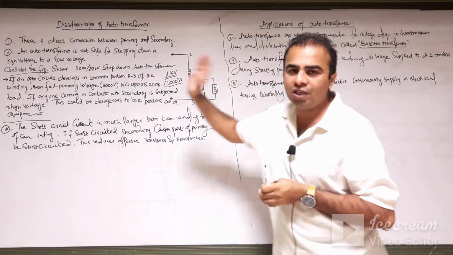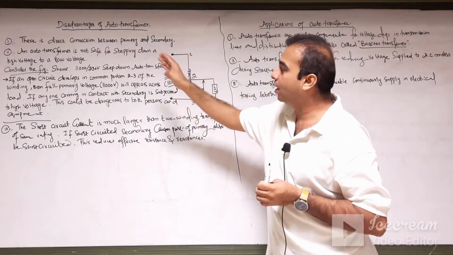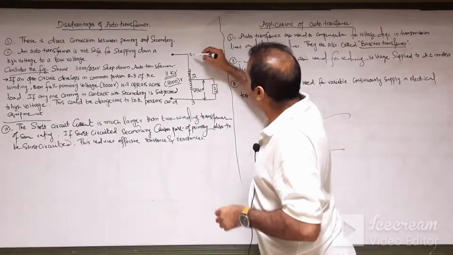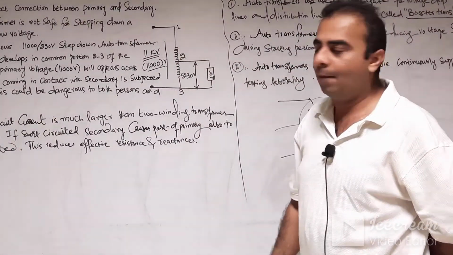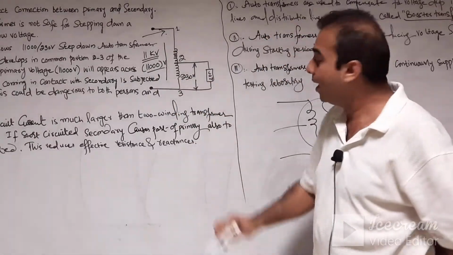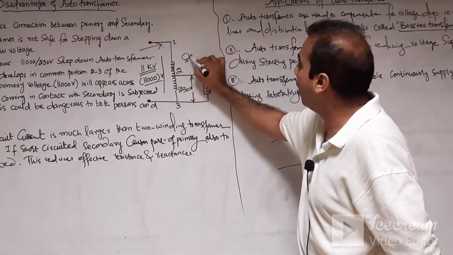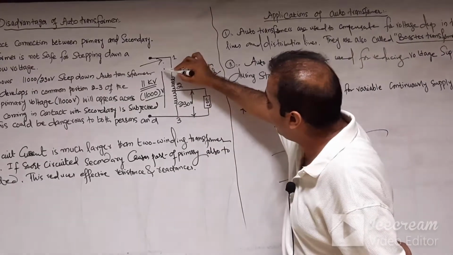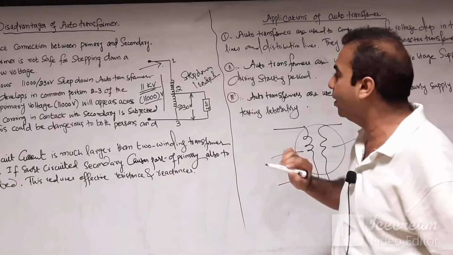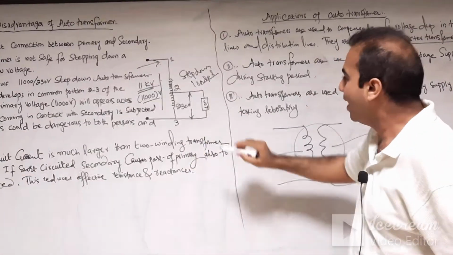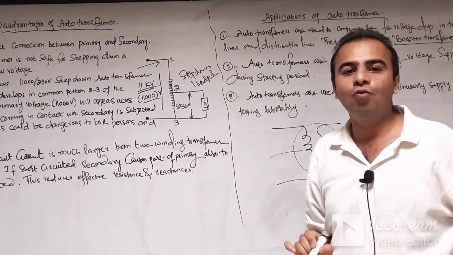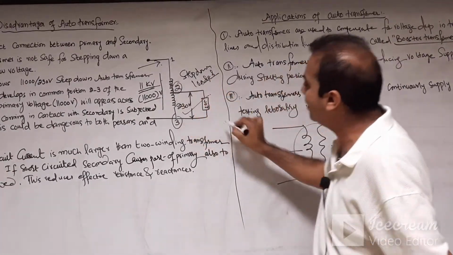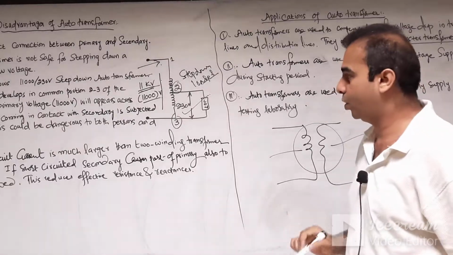The second disadvantage is that an auto transformer is not safe for stepping down a high voltage to a low voltage. Consider this figure. Here 11 kV is applied to the primary winding of the auto transformer, and this is the case of a step down loaded transformer. We are supplying 11 kV, which means 11,000 volts, to the primary winding, and you are getting 230 volts from the secondary winding of the transformer. Here the 2 and 3 portion is the secondary winding portion, or the load side portion.